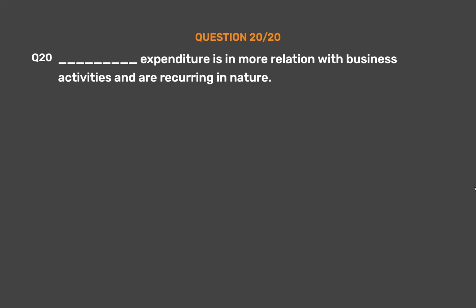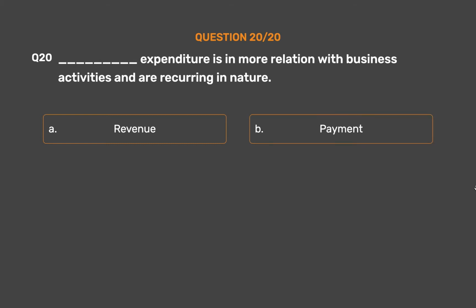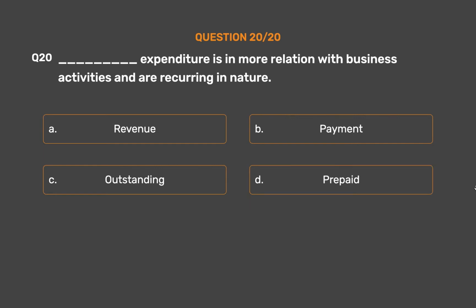Question number 20. Underscore expenditure is in more relation with business activities and are recurring in nature. Option A, revenue. Option B, payment. Option C, outstanding. Option D, prepaid. The correct answer is option A.